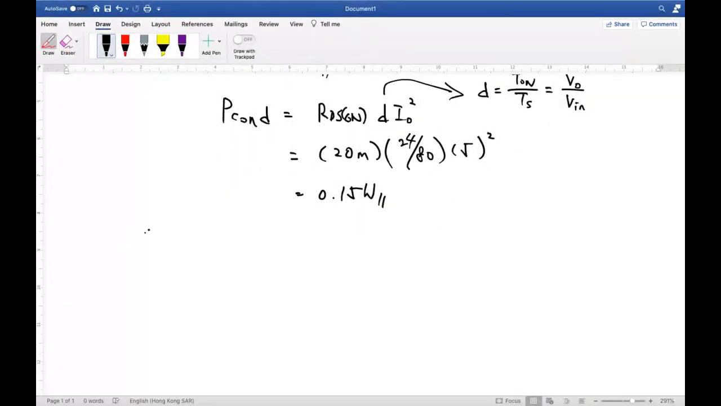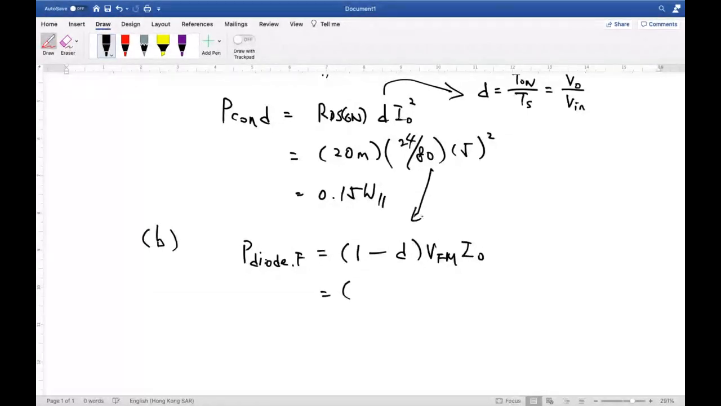Okay, part B is also quite straightforward. We can apply one of the equations. So here is for the diode forward conduction loss. Again, we can recall our memory. It is actually the conduction loss of the diode, right? In that topology, if you want the diode conducting, the period of time should only be 1 minus D. So 1 minus D, and then Vf, which is the forward potential, and then I naught. Substitute all the parameters in. So here we just calculate, and it is equal to 2.1 watts.